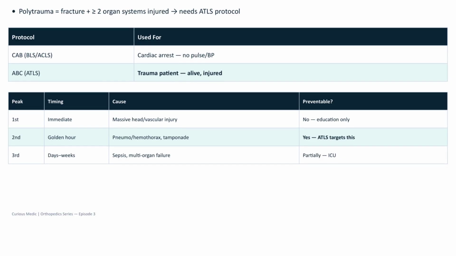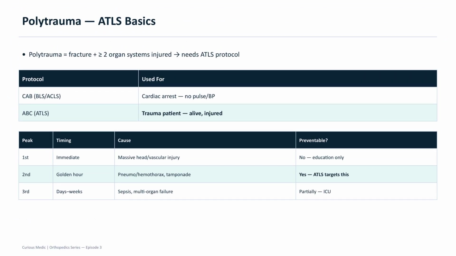Now, in trauma, deaths occur in a trimodal pattern, 3 peaks. The first peak is immediate, occurring within seconds to minutes at the scene. These deaths are caused by massive head injuries or catastrophic vascular injuries. There is nothing medicine can do for these patients once the injury happens.